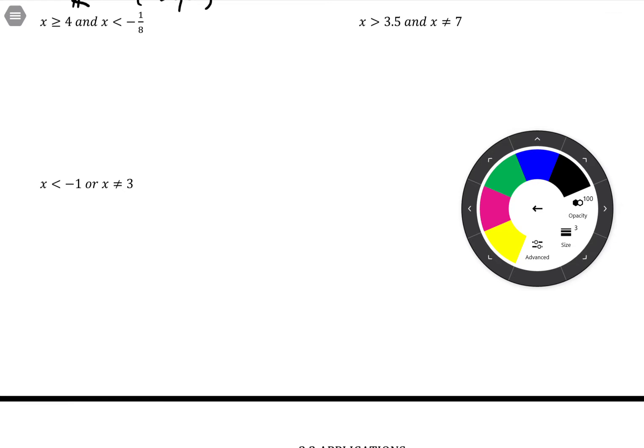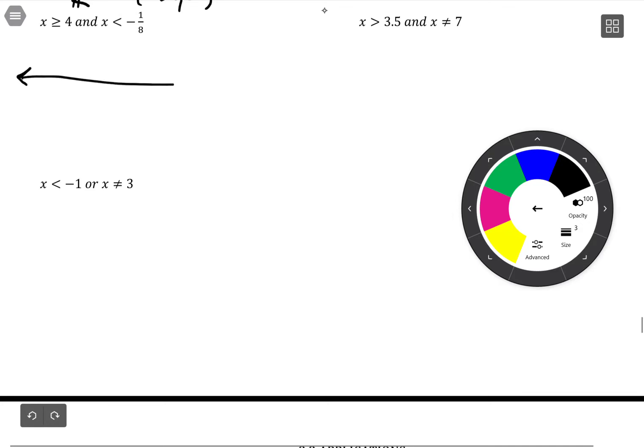X is greater than 4 and x is less than negative 1/8. Okay, so 0, 1, 2, 3, 4. Greater than or equal to 4. Oh, I guess I could choose some colors. And then less than, so let's say negative 1/8 is right around there.